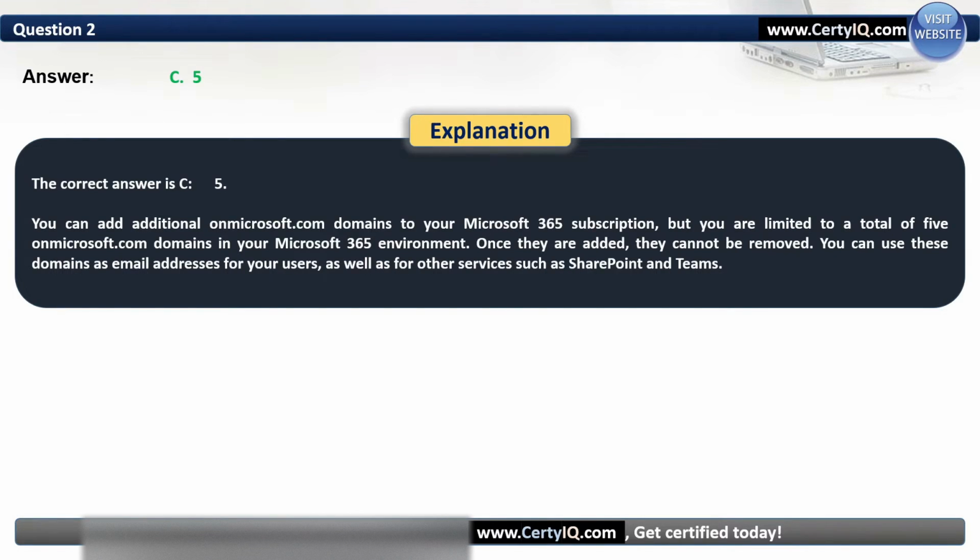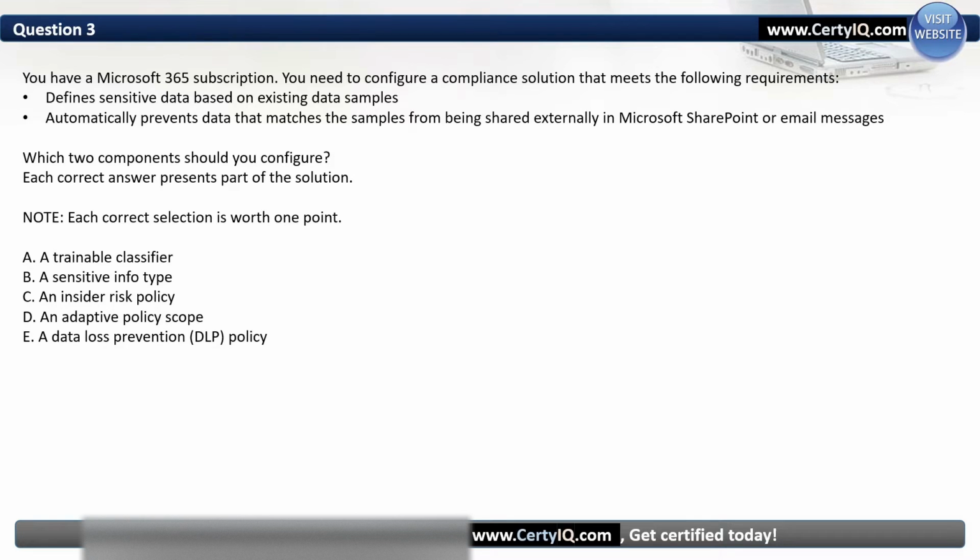You can add additional onmicrosoft.com domains to your Microsoft 365 subscription, but you are limited to a total of 5 onmicrosoft.com domains in your Microsoft 365 environment. Once they are added, they cannot be removed. You can use these domains as email addresses for your users as well as for other services such as SharePoint and Teams.